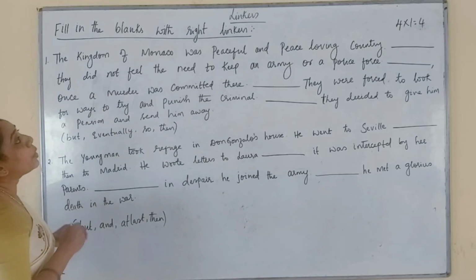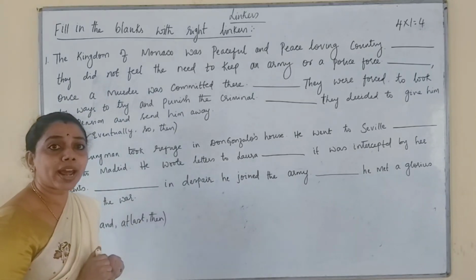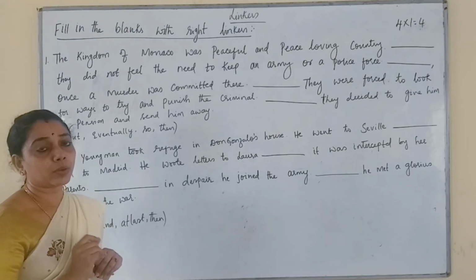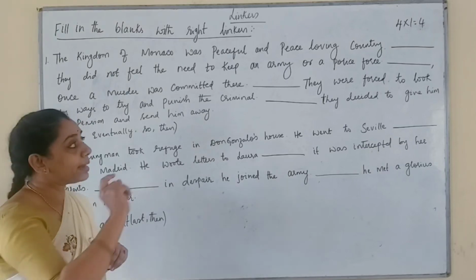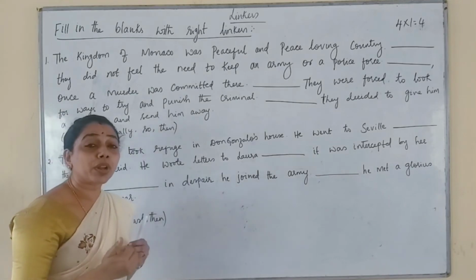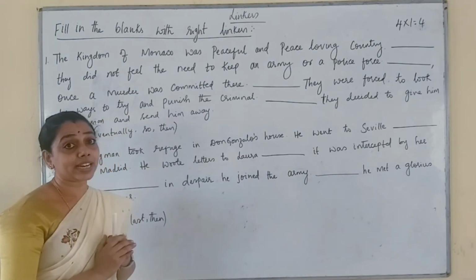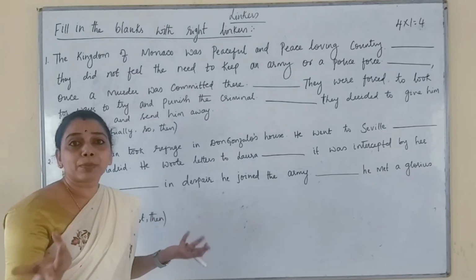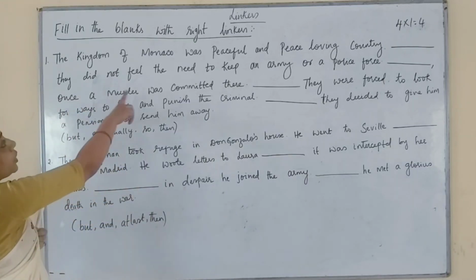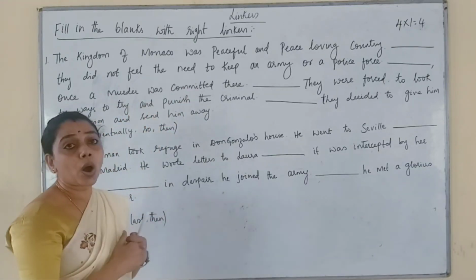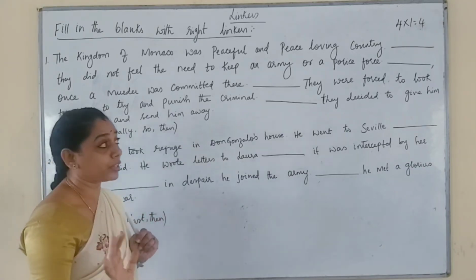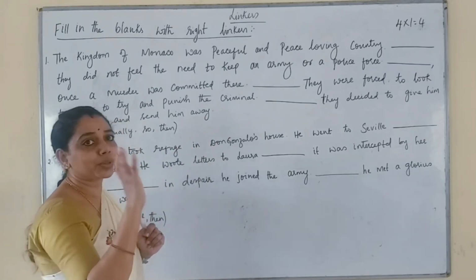See, the kingdom of Monaco was a peaceful and peace-loving country. Blank. They did not feel the need to keep an army, as Monaco was a very peaceful and peace-loving country. So they did not bother to keep any policemen or any army in that country. They did not feel the need to keep an army or police force. Since there was no crime, they thought they did not need police. Dash.